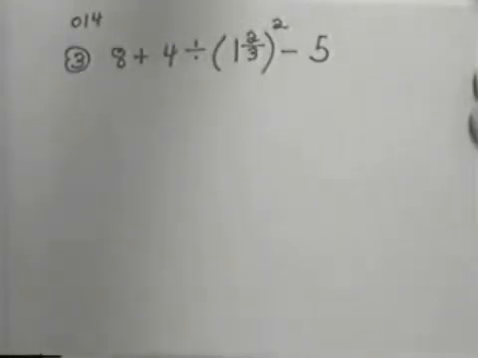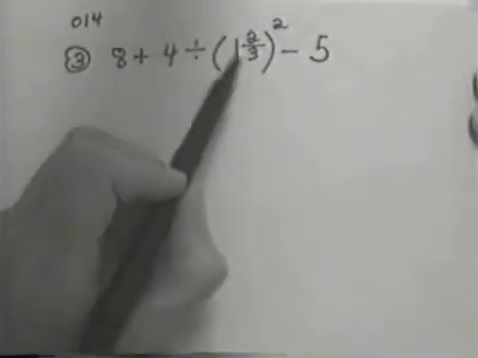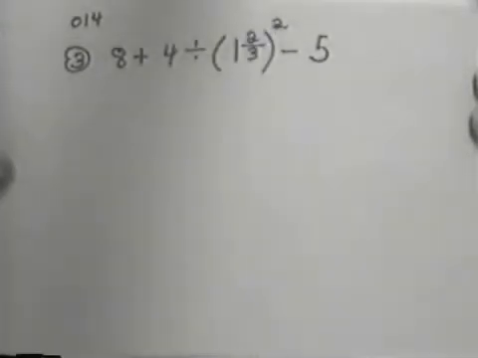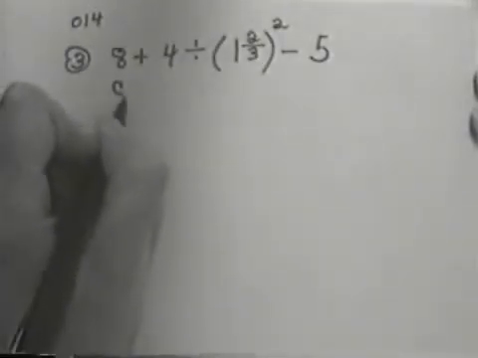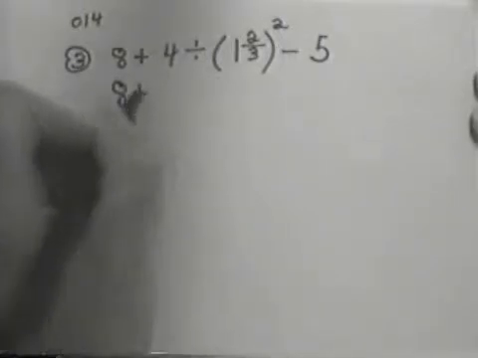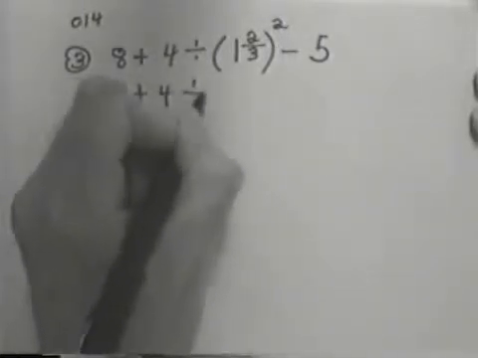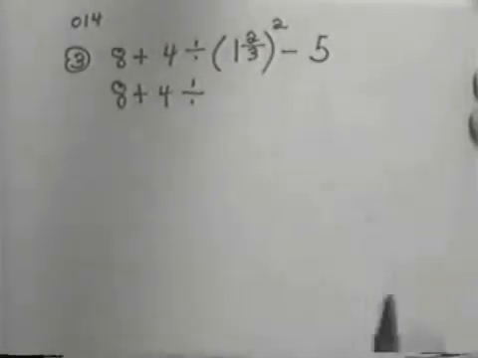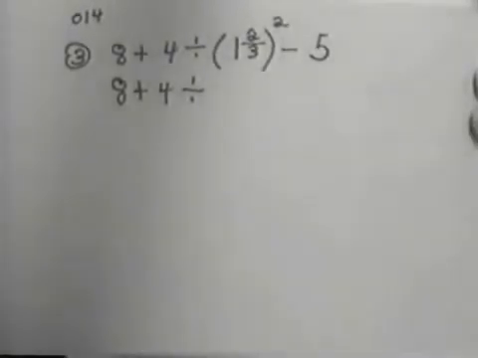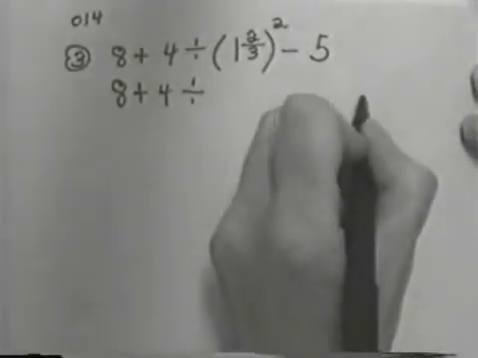So if we think about our rules for order, we still don't have any parentheses. All these parentheses are doing is telling us to square. So we still don't work within parentheses. But we can follow our next step, our second step, which says to do exponents. So we want to work with this 1 2/3, so we copy everything else down just as it is. 8 plus 4 divided by, and then we want to do the 1 2/3 squared. So I'm going to come over the side and do the 1 2/3 squared.